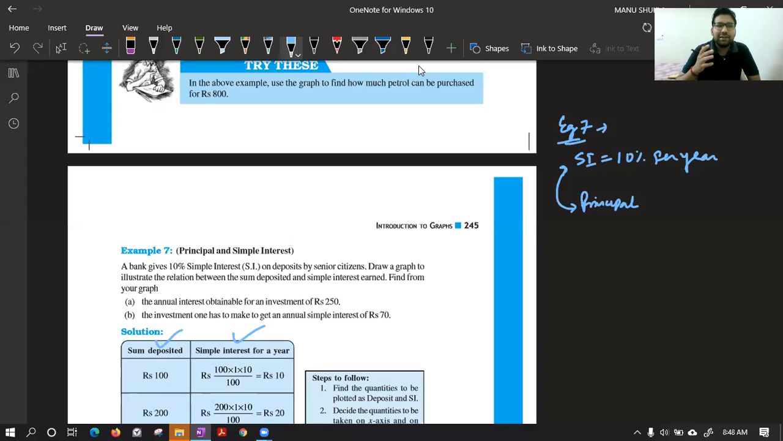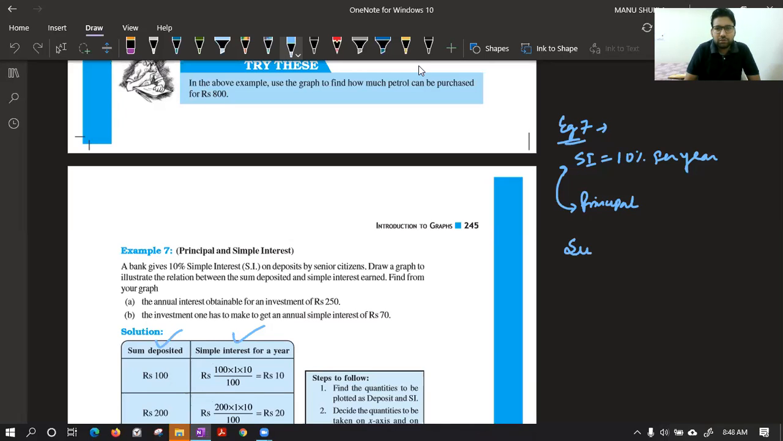In this case, nothing is given to us. They are not giving us any value of principal or simple interest. They have just given us a relation of how much interest you will get on whatever you submit. The relation is that whatever you submit in the bank, after 1 year you will get 10% of interest. So you can take values of your choice, whatever you want. The first value, as they have taken, is the easiest one, 100.